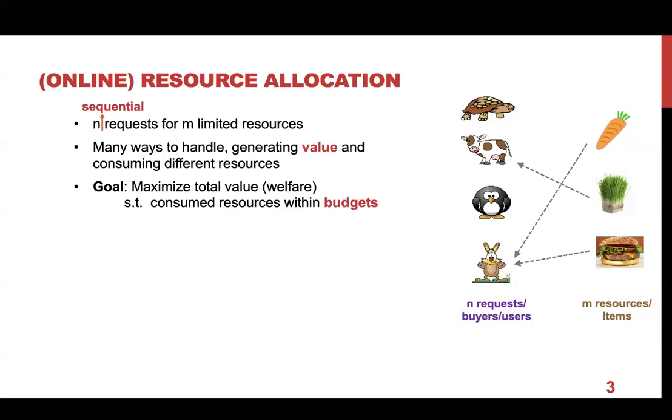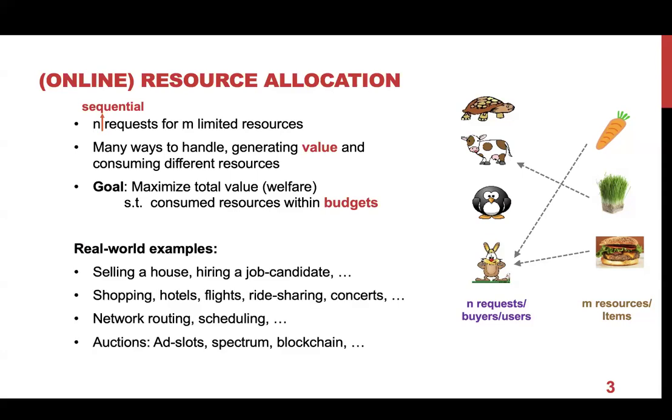So we'll make the users online today. And this is a very fundamental problem with many real-world applications. For instance, the simplest classical ones: you want to sell a house. That's a single resource, you have a single copy, different people coming and making you an offer. Do you accept their offer or do you wait for a better offer afterwards? Like hiring a job candidate. These are very single-resource problems.